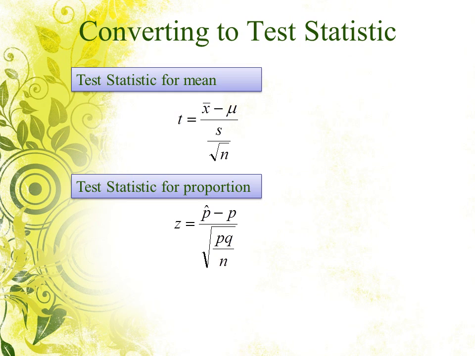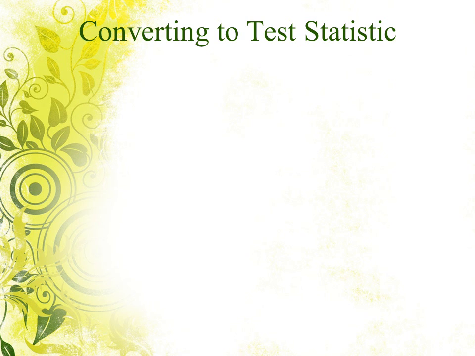P will be the proportion from the null hypothesis. So again, the null hypothesis in this case would be p equals some number. And then underneath the square root, we'll have p, again from our null hypothesis. Q, you could guess by this point, Q would be 1 minus p. And again, n will be our sample size.